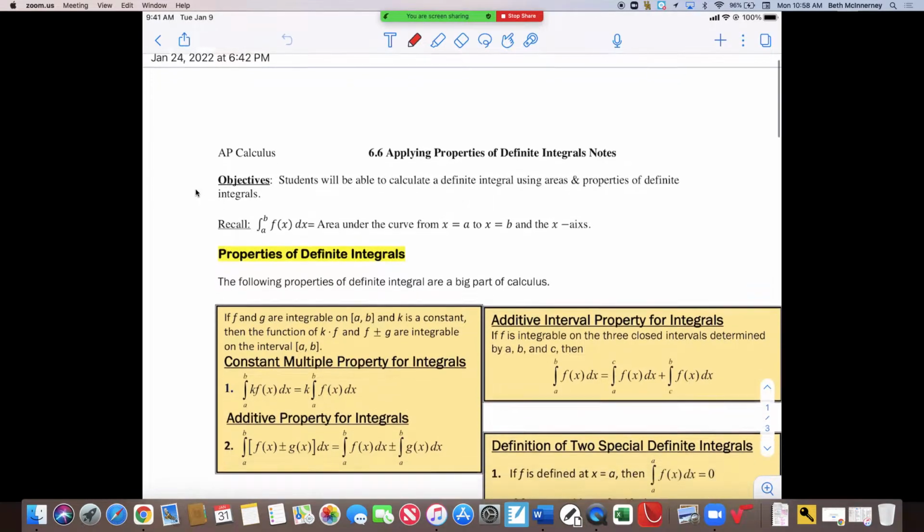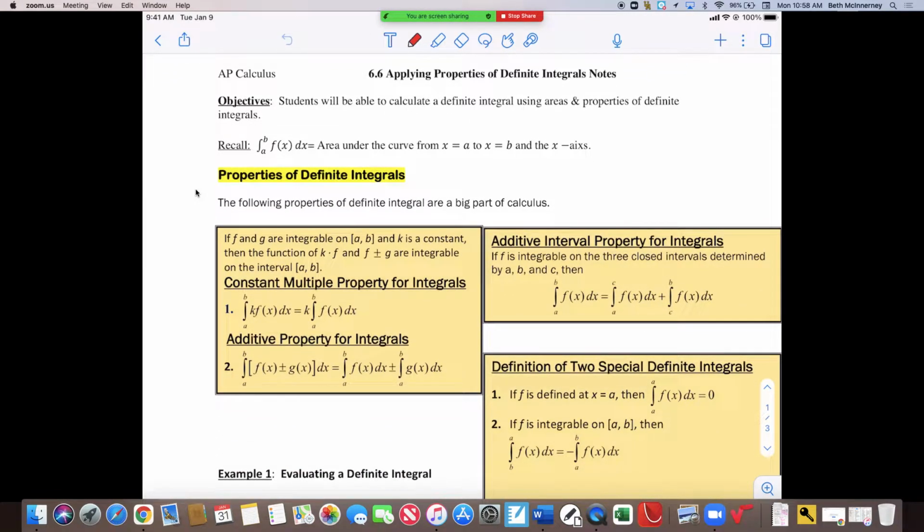We have actually seen quite a bit of this already, so it's not like this is completely new for us. We've been using it quite a bit. So recall, the integral from a to b of f of x dx equals the area under the curve from x equals a to x equals b and the x-axis. Now this is where a is smaller than the b value.